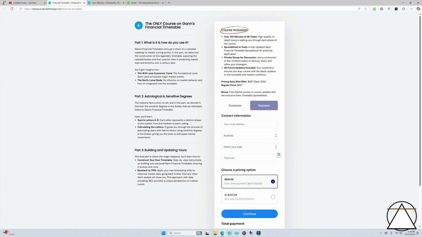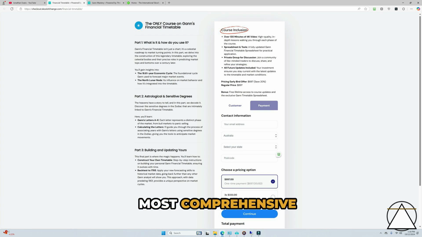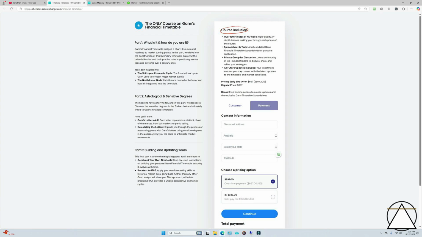So it's probably the most comprehensive program on WD Gann's financial timetable I've ever seen. That's because I went above and beyond on what I was trying to deliver to you. It's going to show you the 18.6 year cycle on the timetable, the North Node cycle, so it's interlinked basically directly with McWhirter's method because it's using the same cycle. It's going to show you when the peaks and troughs occur, and that's through Gann's lettering of A to K. It's going to then teach you how to calculate these for yourself out into the future. And then it's going to show you how to build your own timetable.